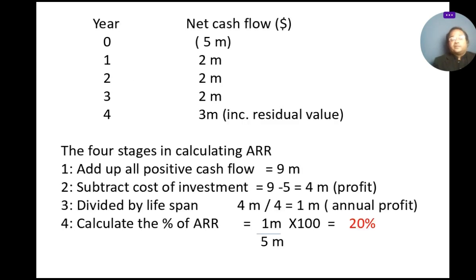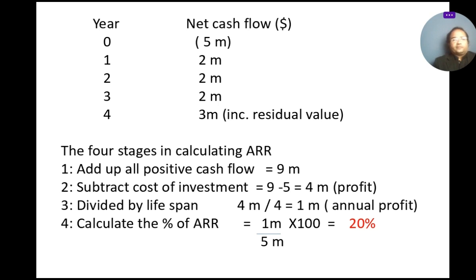So in year zero, the starting year, you invest $5 million. In the first year you get an inflow of 2 million. Second year, again 2 million. Third year, 2 million, and in the fourth year, 3 million.